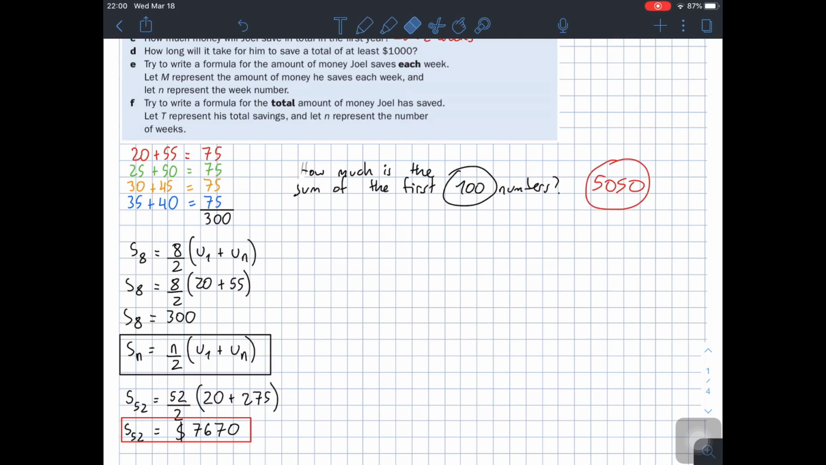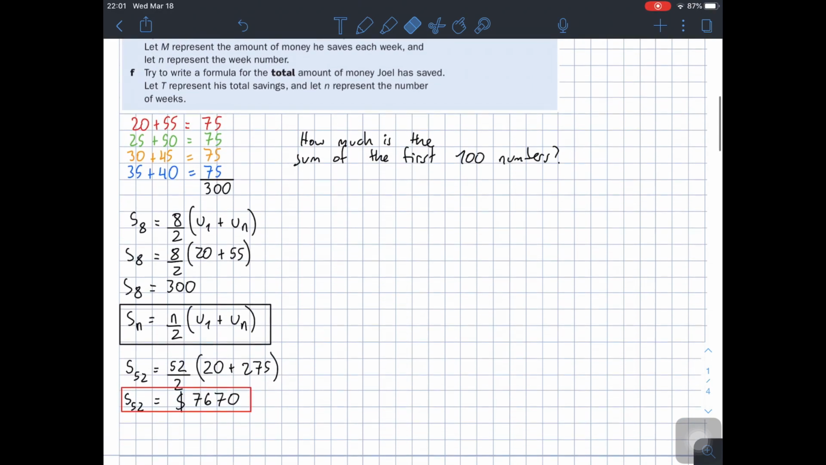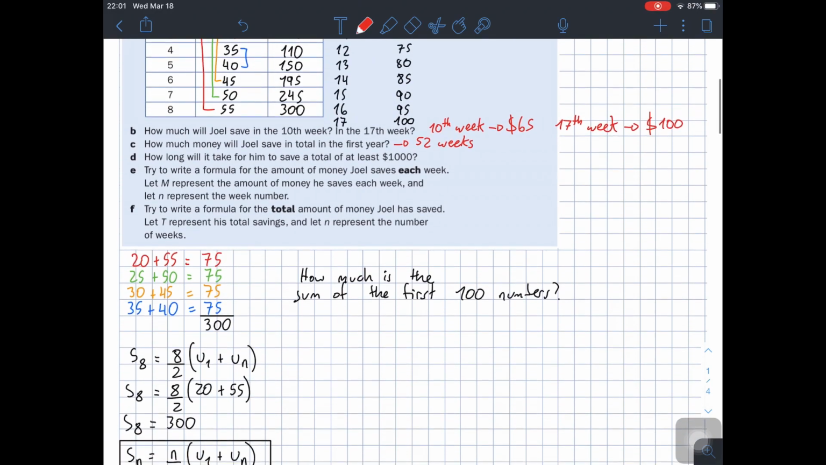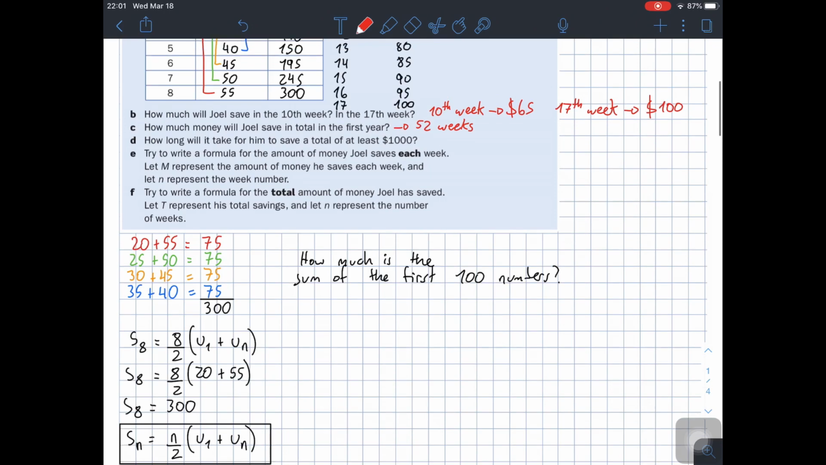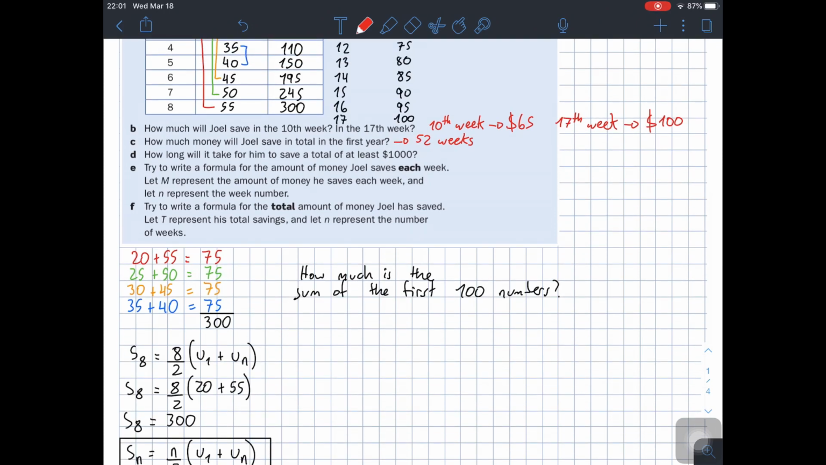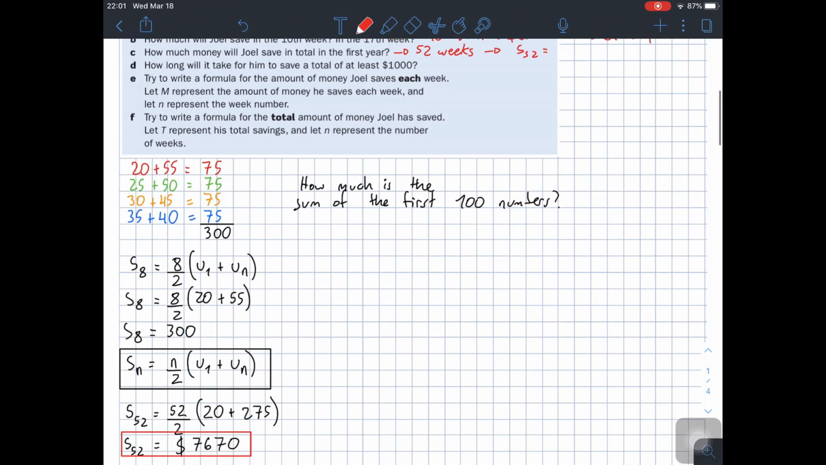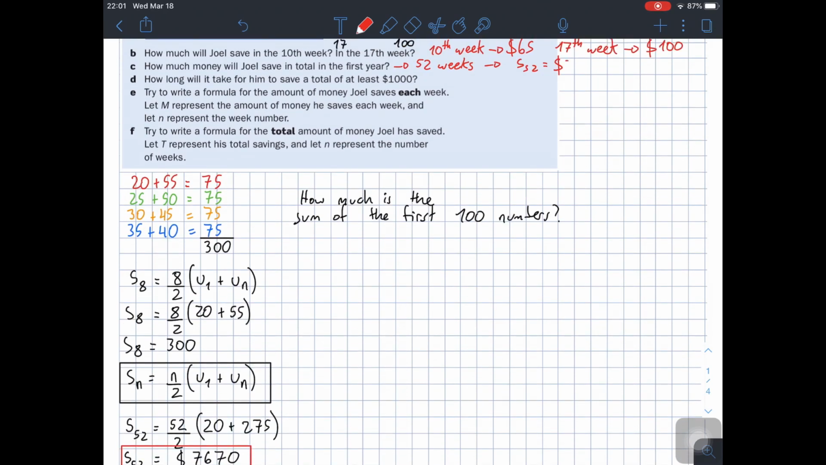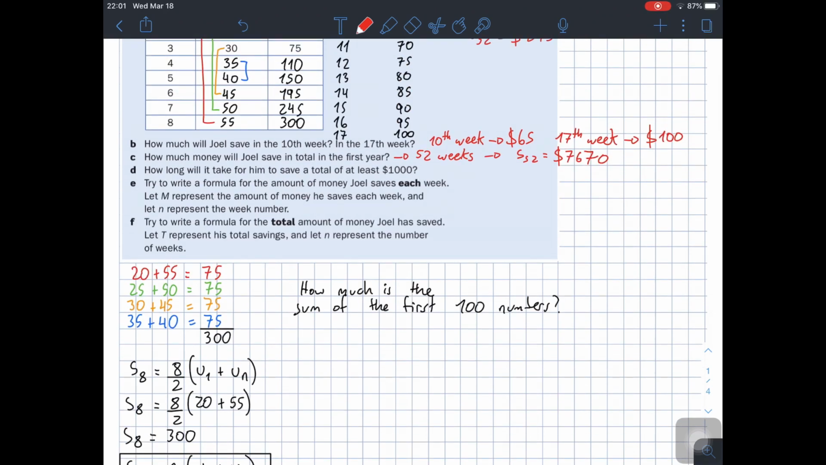Okay, I'm going to leave it there. There you go. Then we already did this, it was part C. So in 52 weeks, the total S of 52 is $6,770. There you go.